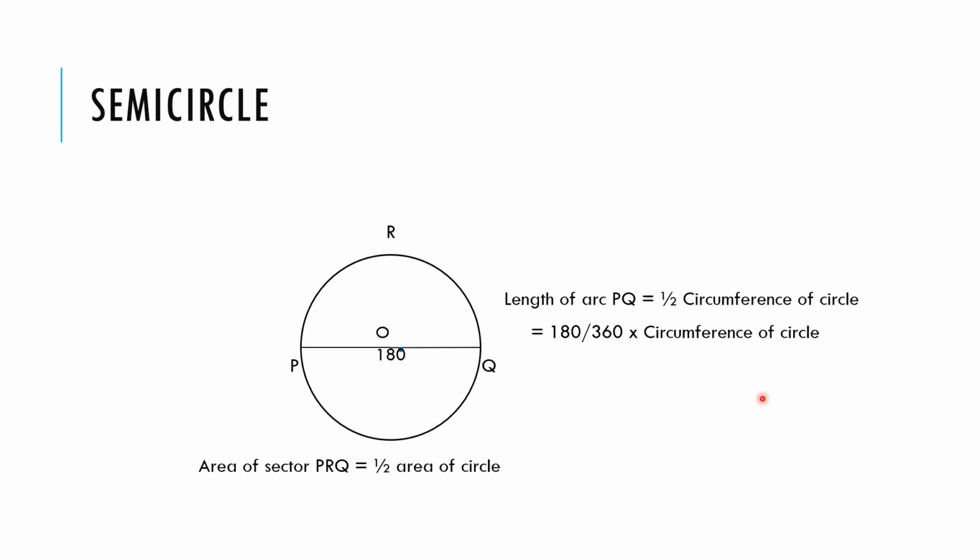This is a semicircle, a sector with an angle of 180 degrees at the center of the circle. Now, the length of the arc PQ is 1/2 the circumference of the circle, that is equal to 180/360 into the circumference of the circle. And the area of the sector PRQ is 1/2 the area of the circle.